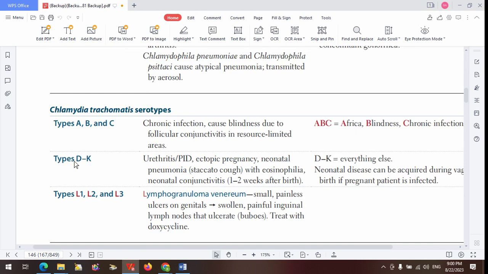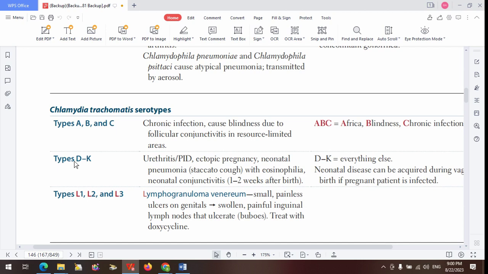The D to K, let's ignore that for now. Let's go to the L1, L2, L3. So we are going from A, B, C, D, then D to K, then after K we have L. So we are stopping at the L. L1, L2, L3 is the one that can cause a genital ulcer. Just like syphilis causing an ulcer, we can have an ulcer too in the genital tract. That is not syphilis, but lymphogranuloma venereum. So this is another cause of painless ulcer too.